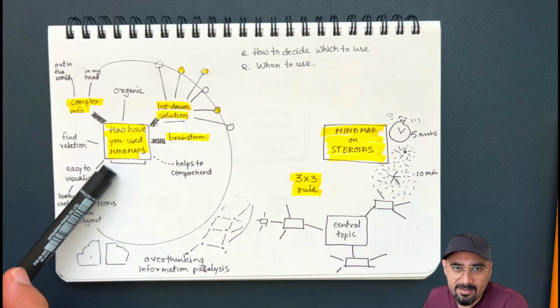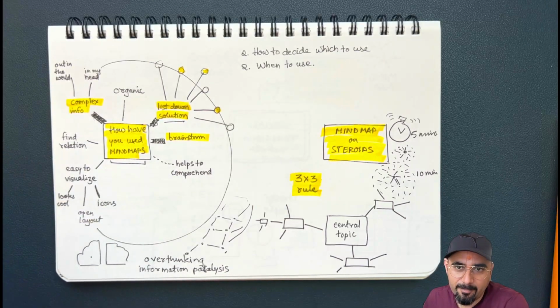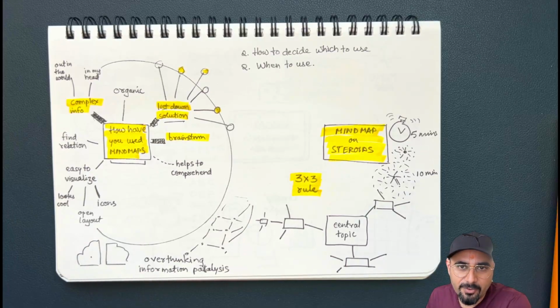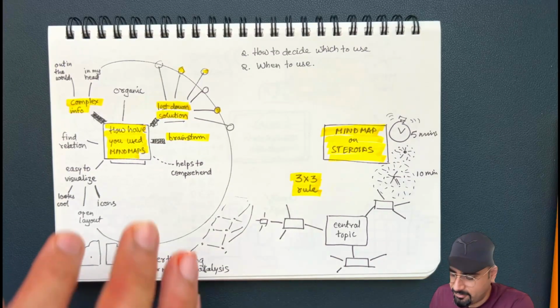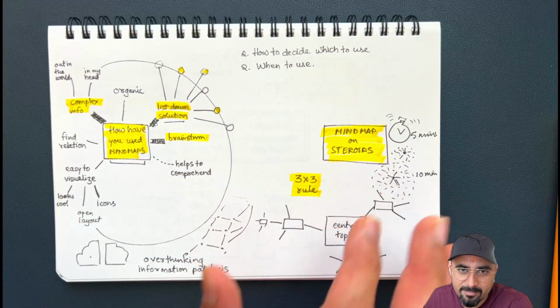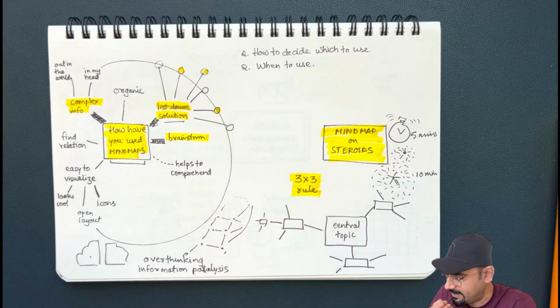But then it is not time bound. So it does not work when you are having, let's say, if you have to get things done in 1 week. I would say use mind map on steroids wherever you have a timeline to be attached to that.